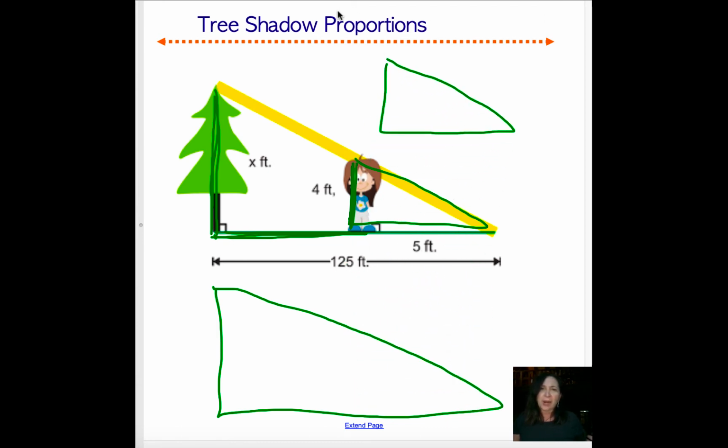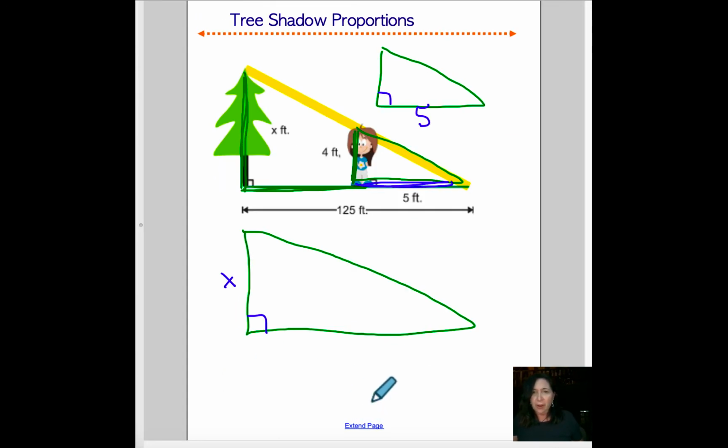But we're going to separate those because we want to make a proportion, all right? And in doing that, let's see. We know that this distance here is 5. So we know that this little distance is 5. We know that these are both right triangles. And we know the height. We don't know the height. That's what we're trying to find. We know the height of the kid is 4. And we do know this whole length, which is 125.